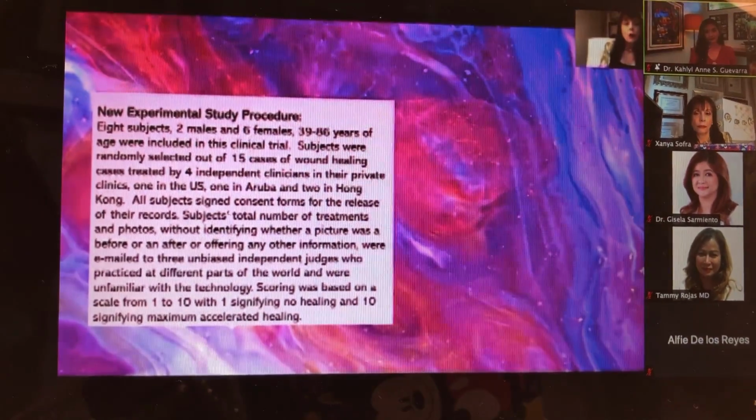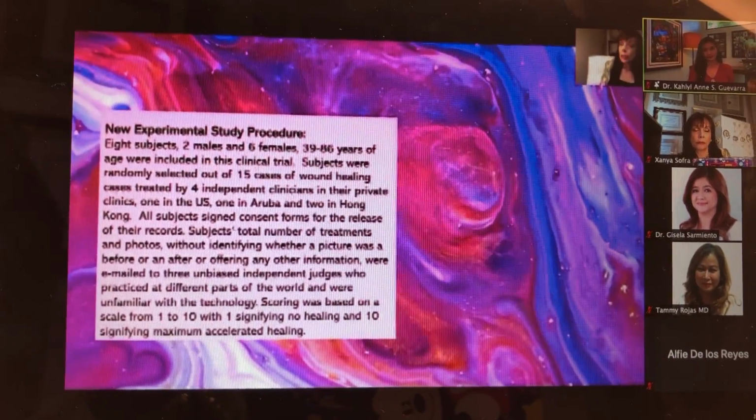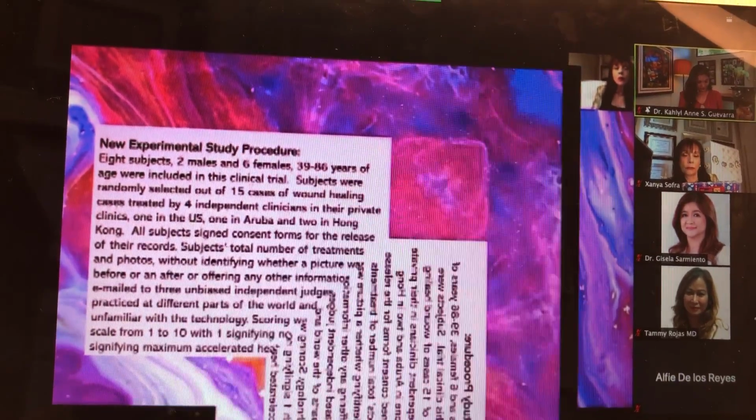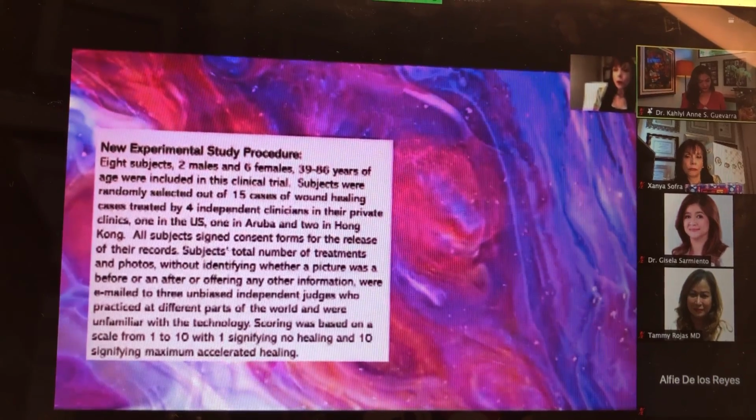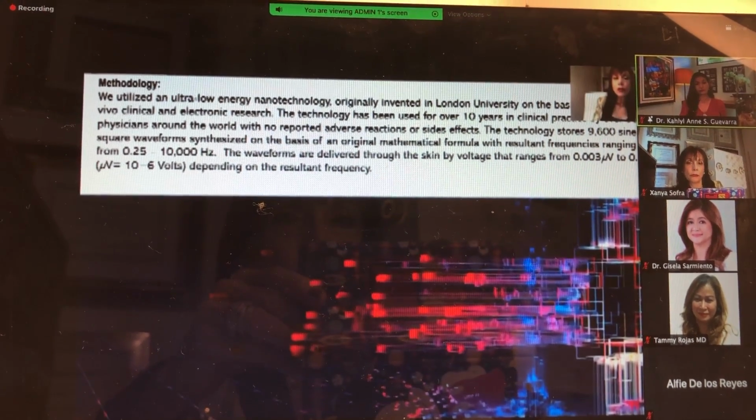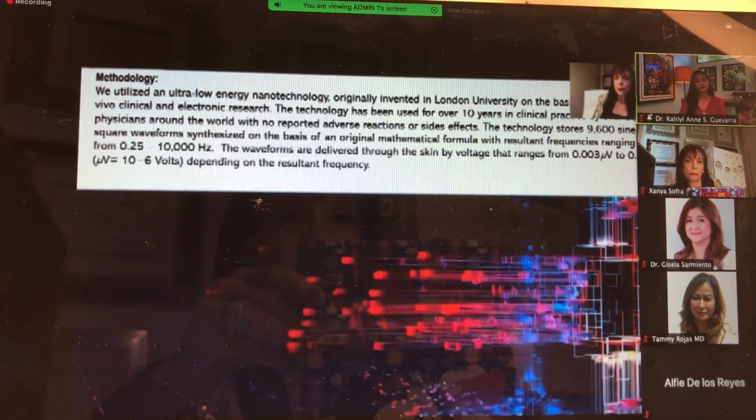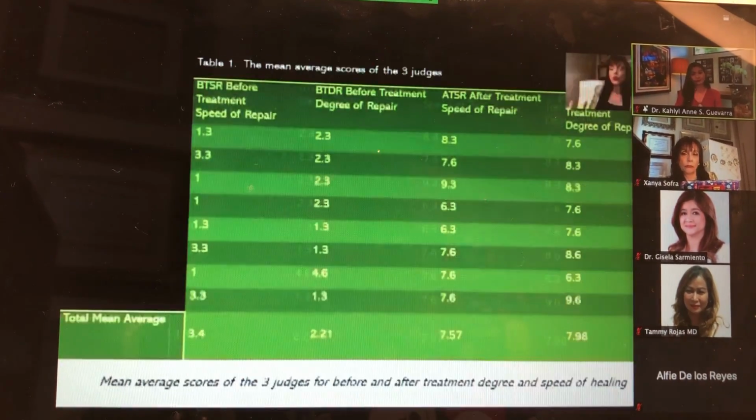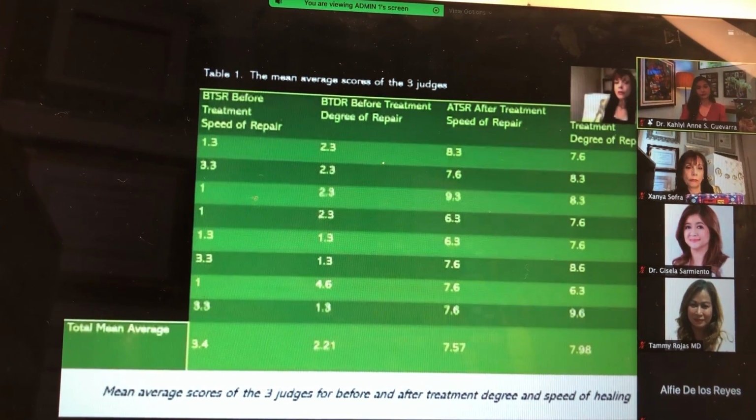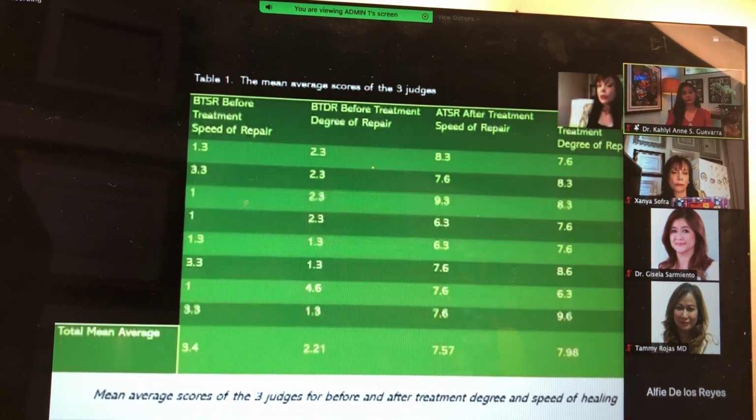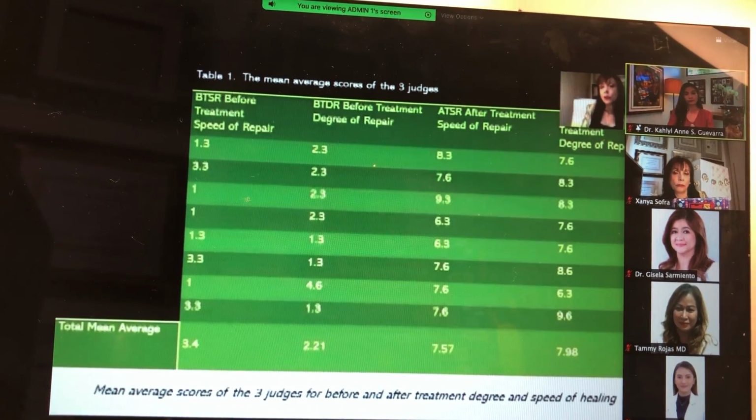We did a study, a clinical study. We had 8 subjects, 2 males and 6 females. There were dermatologists from around the world that offered their clients, and we used a new technology that came out of London University and has extremely low energies that have resultant frequencies from 0.25 to 10,000 hertz. We took before and after pictures, and we sent them to judges who evaluated the level of speed of repair, the degree of repair before and after treatment.